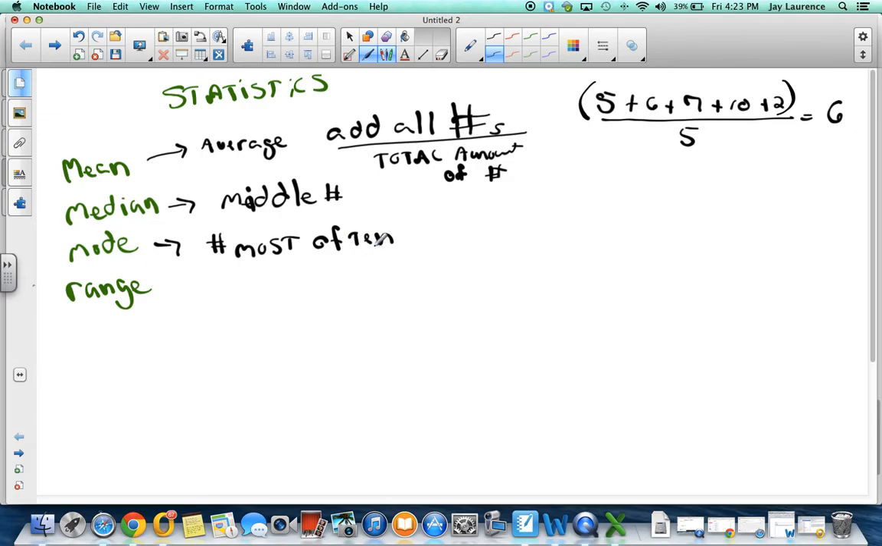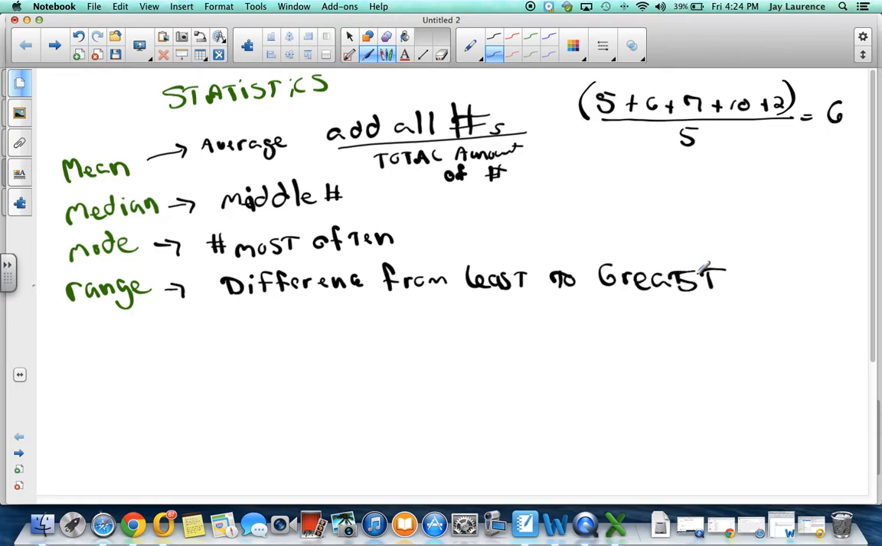Now the range is the difference, and difference means subtract, right? Difference from the least to the greatest. So you subtract the least from the greatest, and that tells you your range. Sorry, I'm trying to hurry this. It's getting late in the day, and I've got so much more to do.